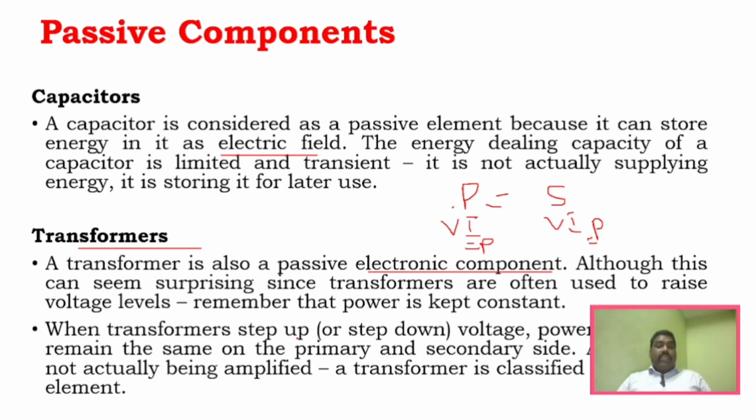You can see when a transformer steps up the voltage, power and energy remain the same on the primary and secondary side. As energy is not actually being amplified, a transformer is classified as a passive component. Whereas in an amplifier, it gets amplified, it gets boosted, right? That is why it is an active component, right?